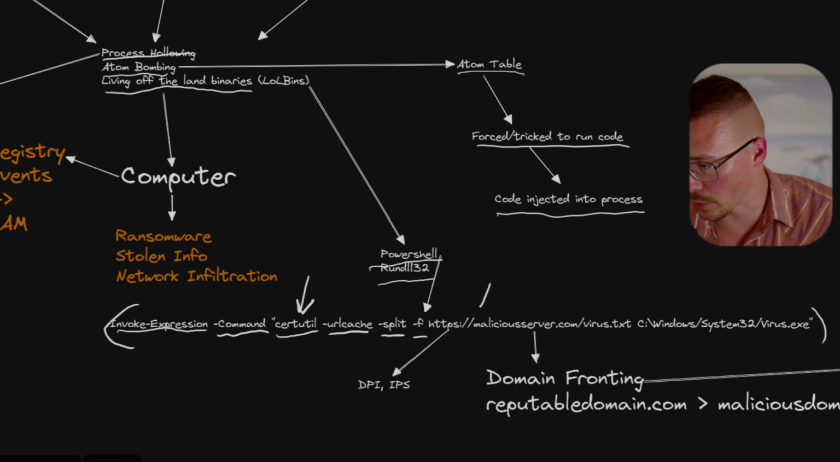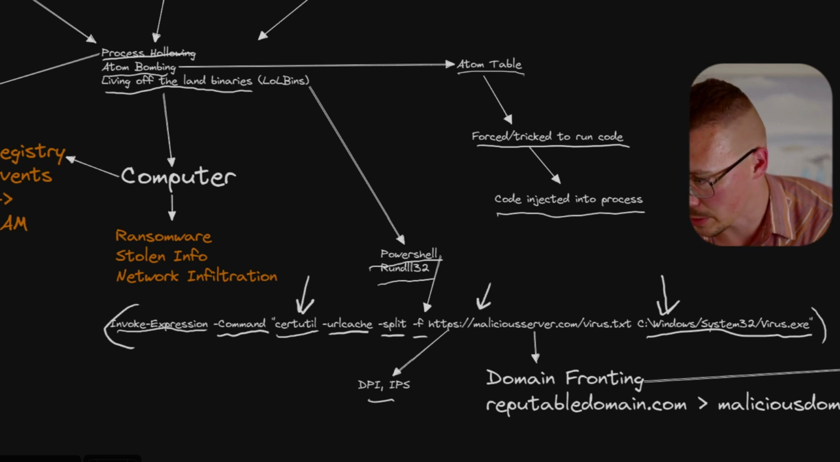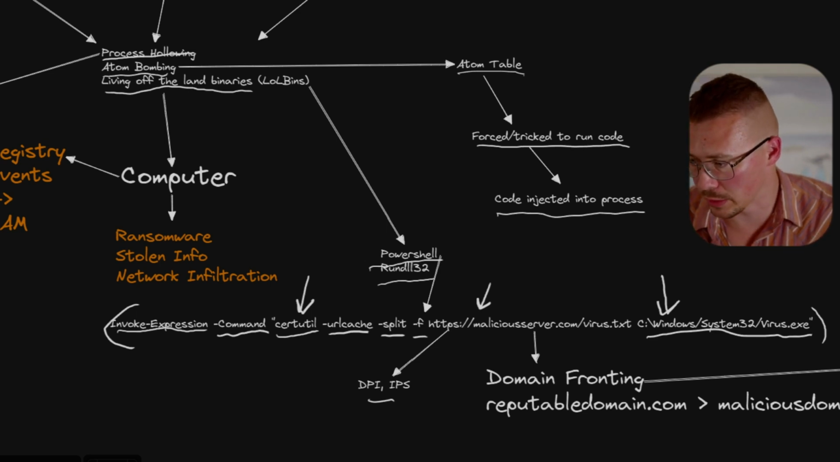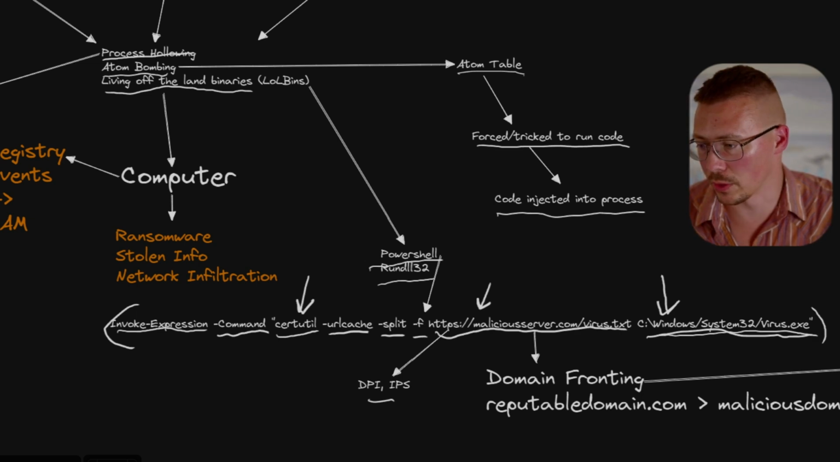Now then you have your URL here to the malicious server. I've got some other stuff down here that I'll cover in a second. And then you have the file that is being downloaded and where it is being sent to. So let me give you some examples here. So let's say we've got this malicious server that this PowerShell script is calling home to, and then it's coming in to take over, download a virus.